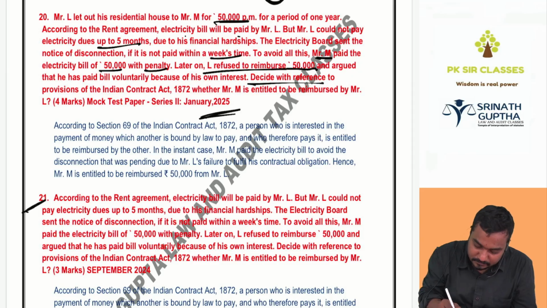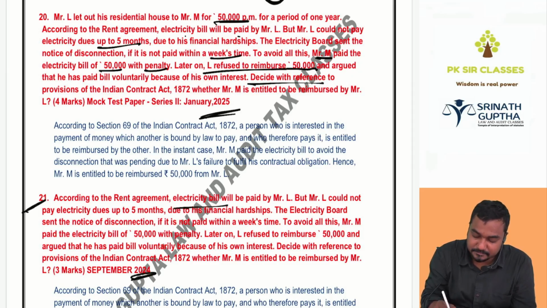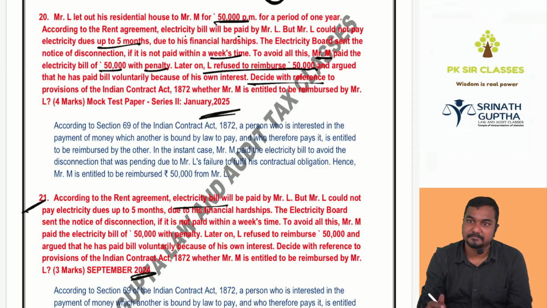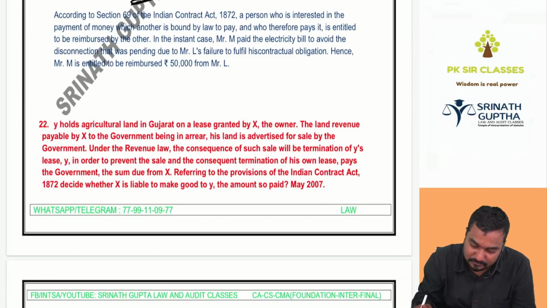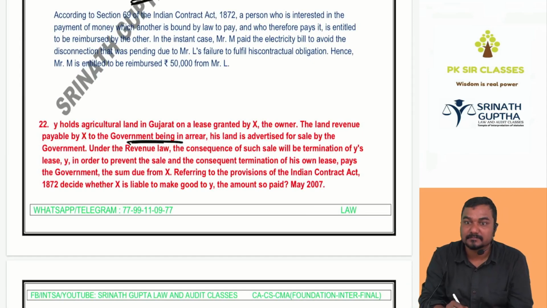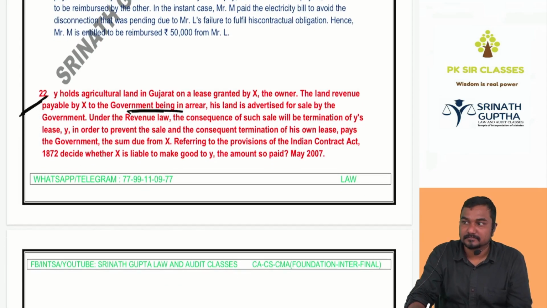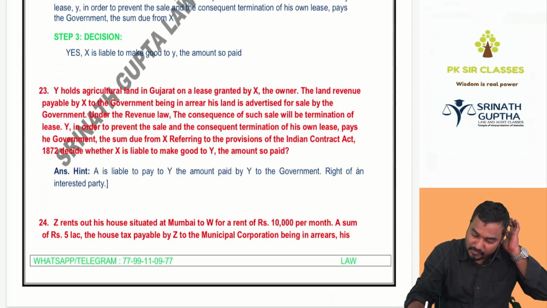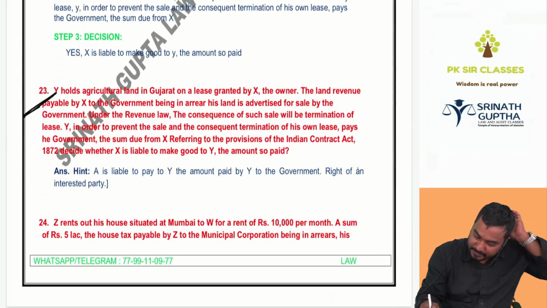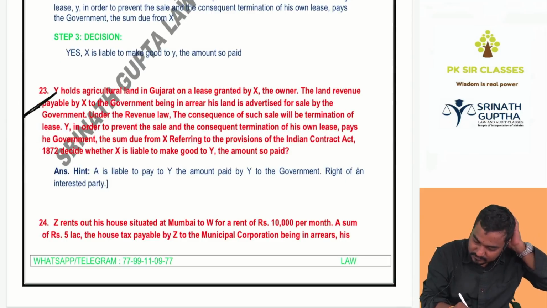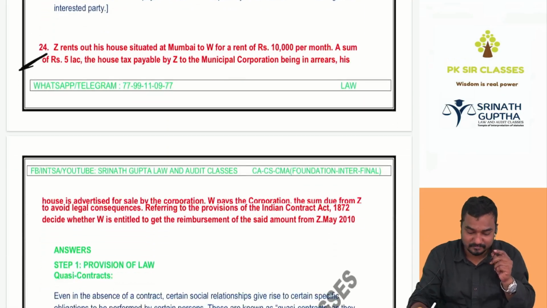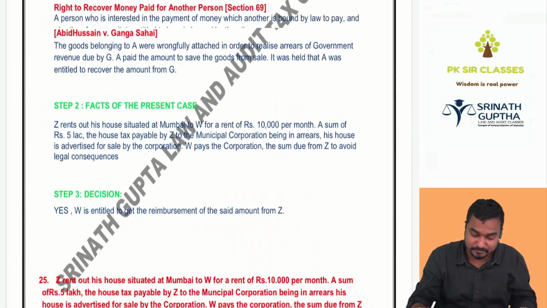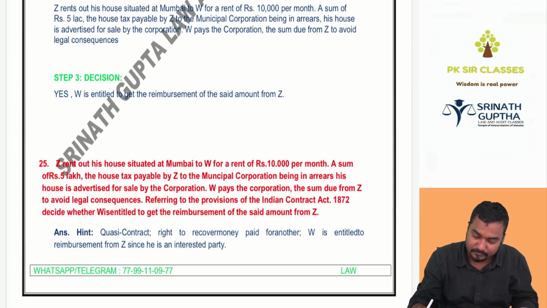Same question, beta. 24-25 electricity bill. Ganga Sahel versus Abid Hussain. Repeated again, beta. Why holding agriculture land in Gujarat? Same question repeated. See how many times it is repeated, beta. House tax.